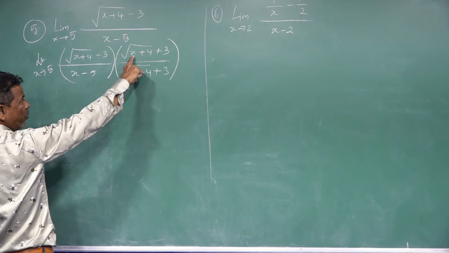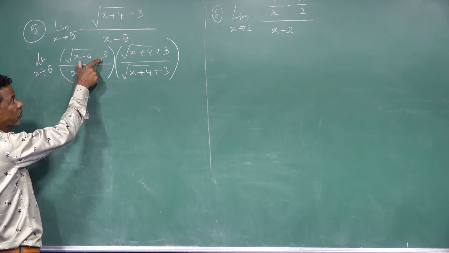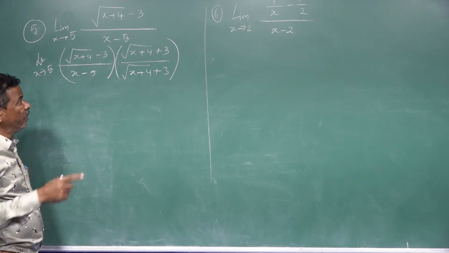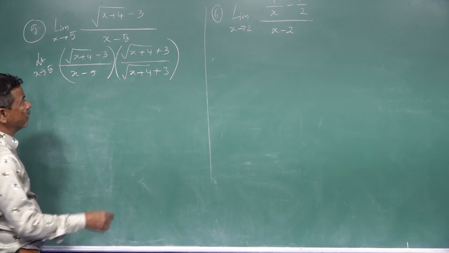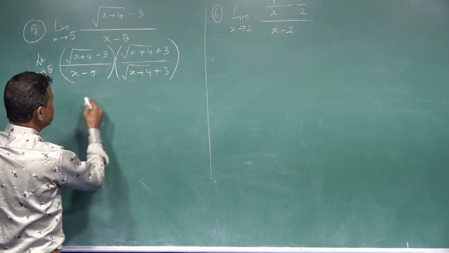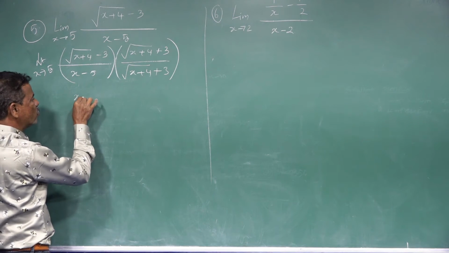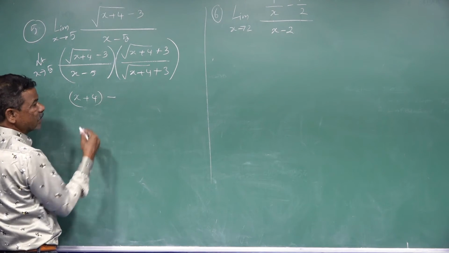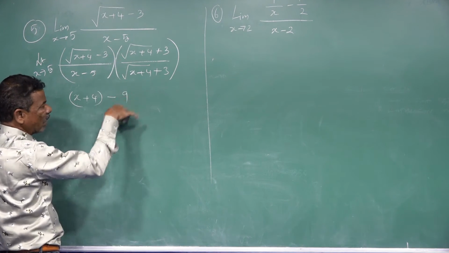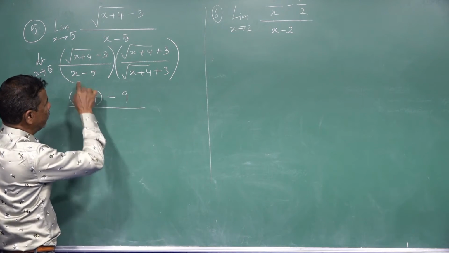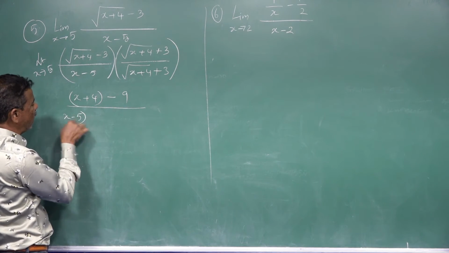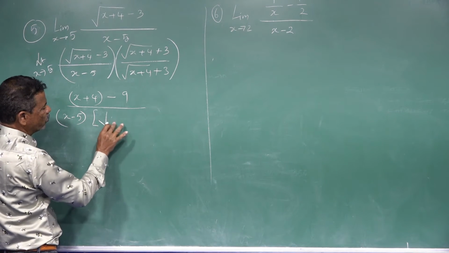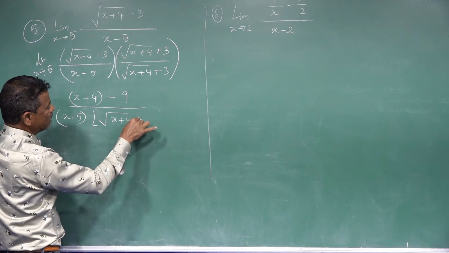This is the extra step. A minus b is there, so for the rationalization we need a plus b by a plus b. That's why a minus b into a plus b is a square minus b square. So a square means root of x plus 4 whole square, the root is cancelled. Minus b square, b square is 3 square, 9. The denominator is as it is, x minus 5, and this also as it is, root of x plus 4 plus 3.